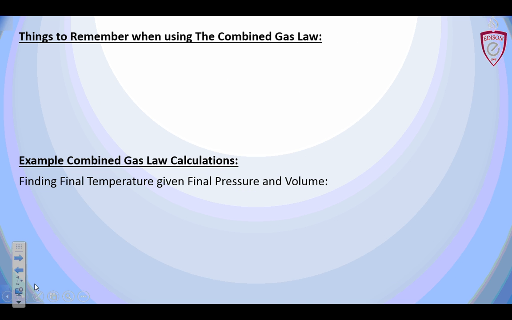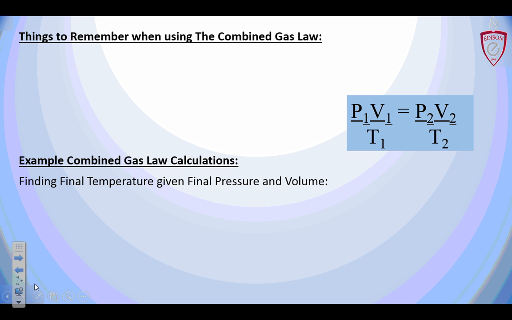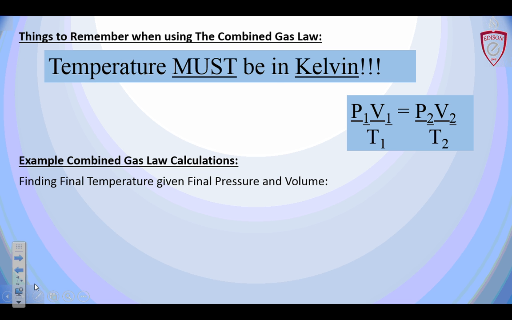So, number one, things to remember. Here it is, the big combined gas law, P1V1 over T1 equals P2V2 over T2. Main rule: when we use this, it is not delta T. It's absolute T. So every temperature must be in Kelvin.